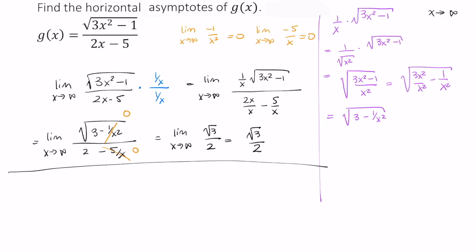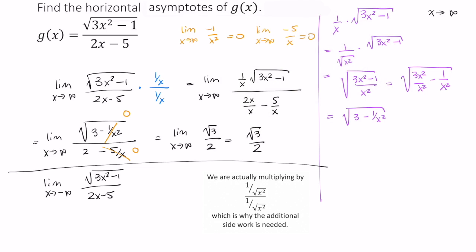All right, so now let's take a look at the limit as x approaches negative infinity of the square root of 3x squared minus 1 over 2x minus 5. So we're going to do the same little algebra trick. That is, I'm going to multiply both my numerator and my denominator by 1 over x. Now for this case, our numerator is going to be a little bit different. Since x is approaching negative infinity, I know that my values of x are less than 0, whereas in the previous case they were greater than 0.